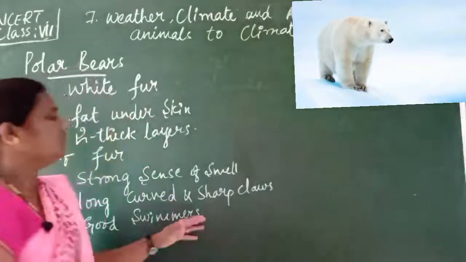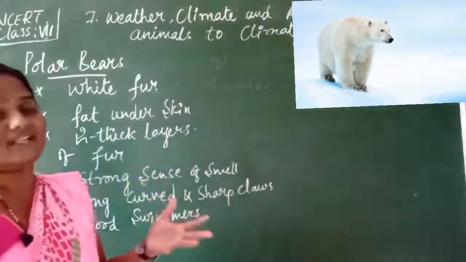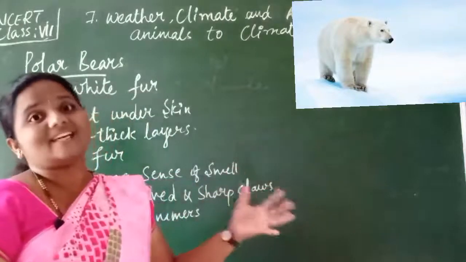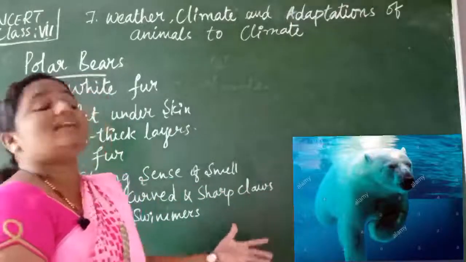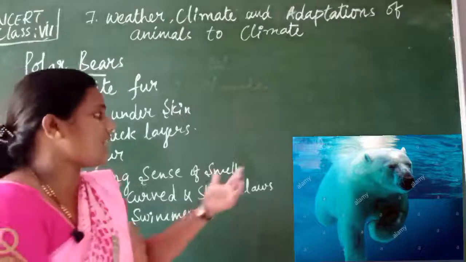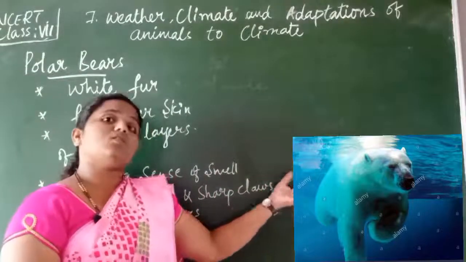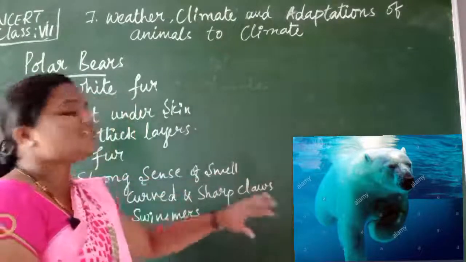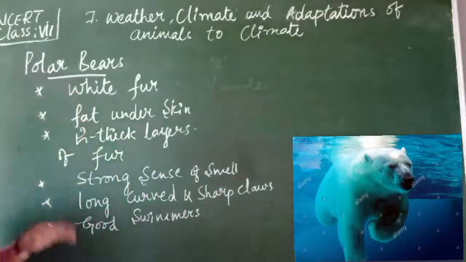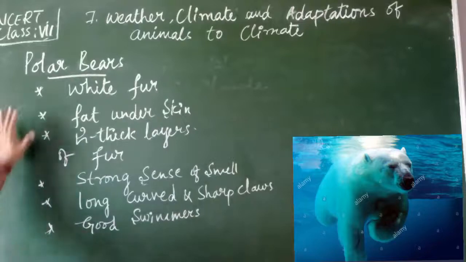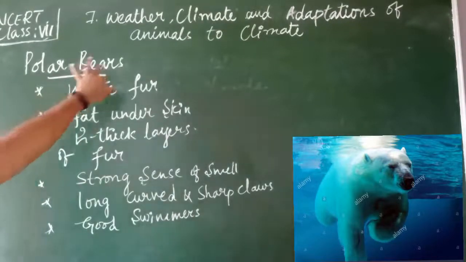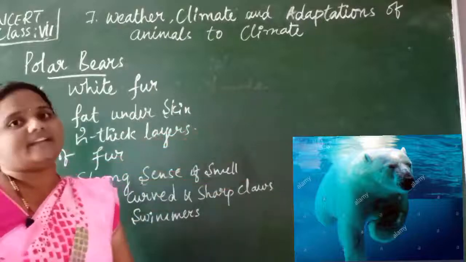And here the paws are usually bigger and also wide. These will help in swimming easily in the water. See children, the claws are wider here, so they will be helpful in swimming too. So these are all the special features it has adapted in order to survive in the polar region, children.